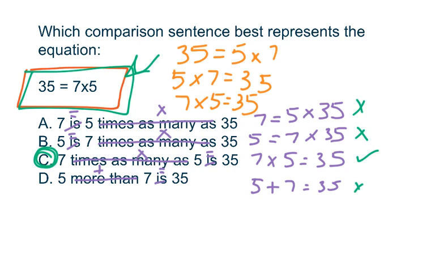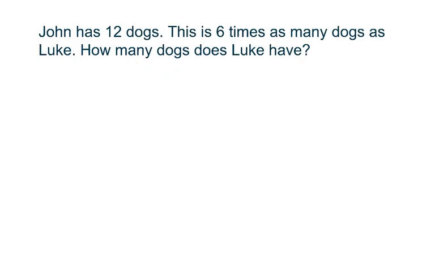All right, next up we have a word problem that we're going to use this same type of multiplication comparison with. John has 12 dogs. This is 6 times as many dogs as Luke. How many dogs does Luke have? Now with this problem, John has 12 dogs. That's what John is equal to. Has means equals. So John has 12 dogs. 12 dogs is 6 times as many as Luke. And how many does Luke have?